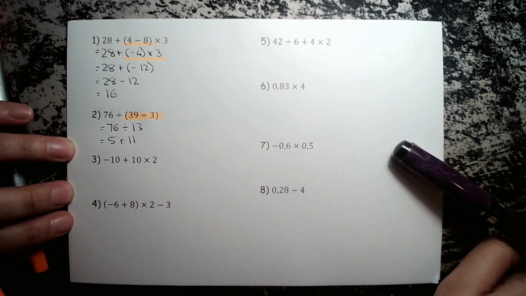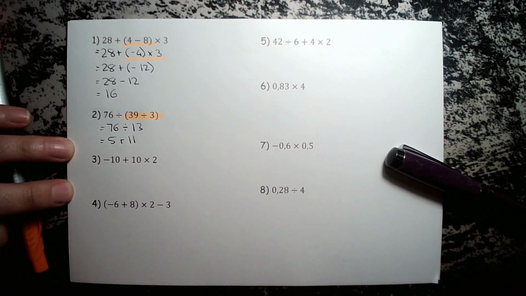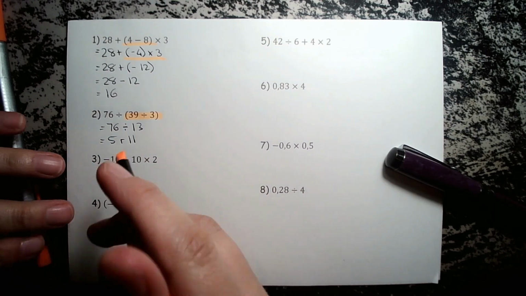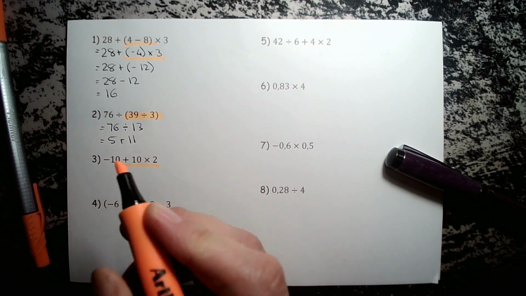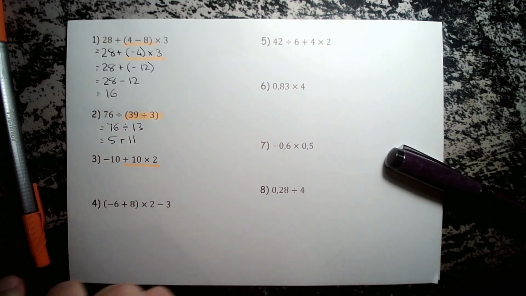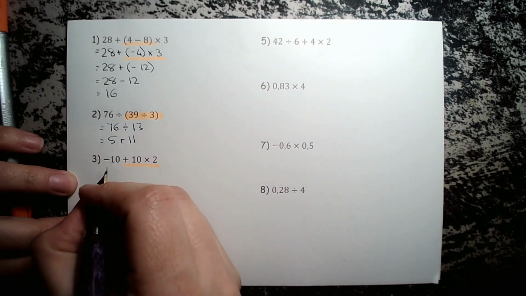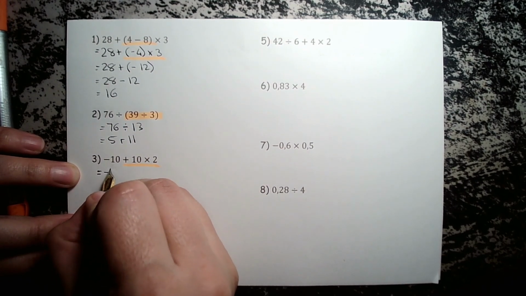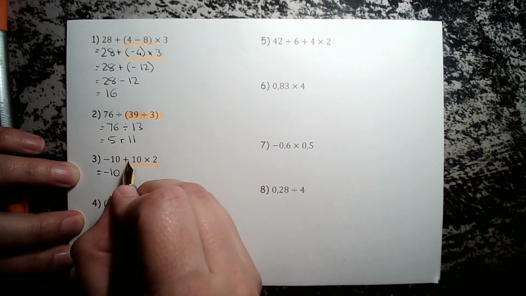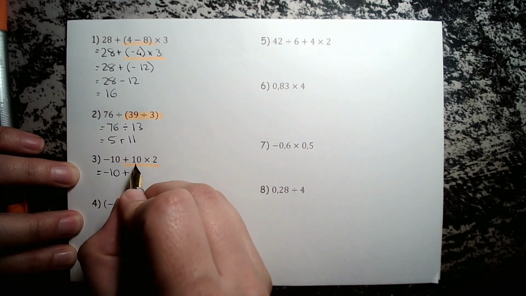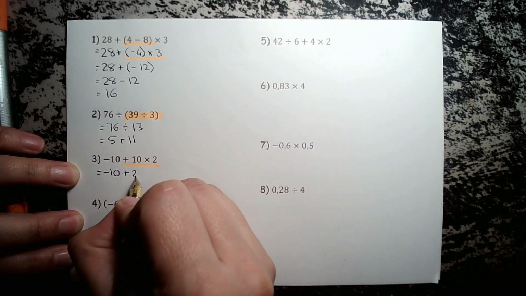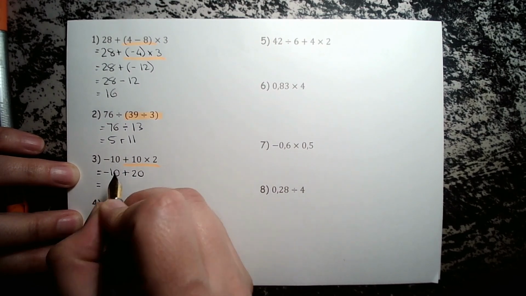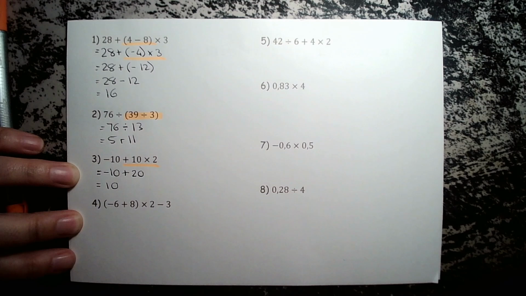Number 3, negative 10 plus 10 times 2. So a multiplication will be done first, which would be this. So negative 10 plus, a positive times a positive is a positive, 10 times 2, 20. Negative 10 plus 20 gives us 10.